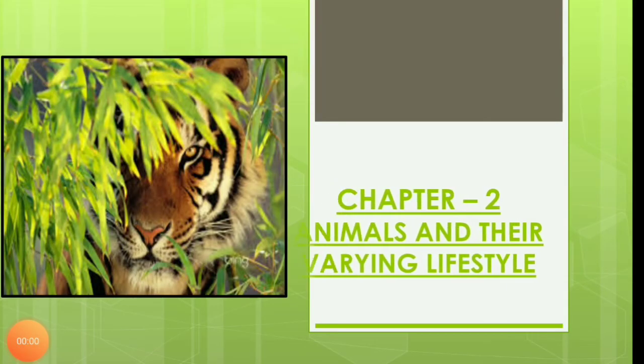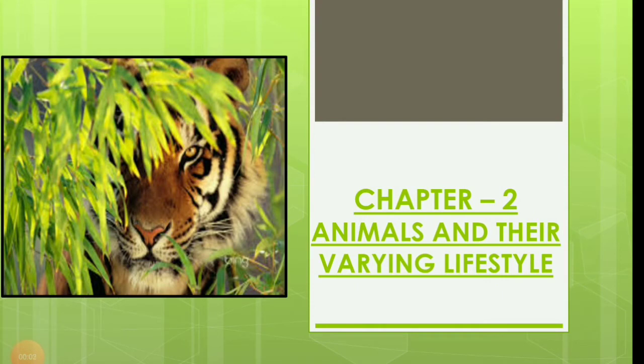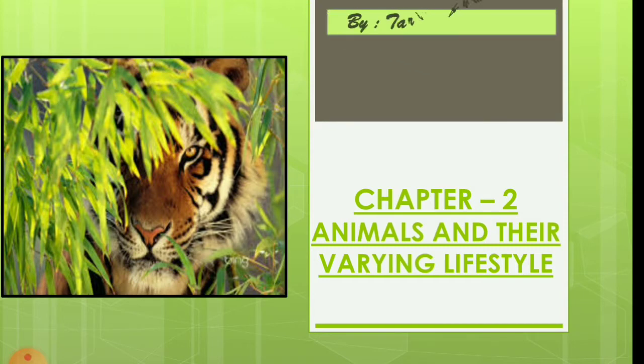Hello students, today we'll start our second chapter for class 5th science, that is animals and their varying lifestyles. Now what is the meaning of varying? Varying means different and lifestyle means way of living. So in this chapter we will know about different types of animals and their different way of living.